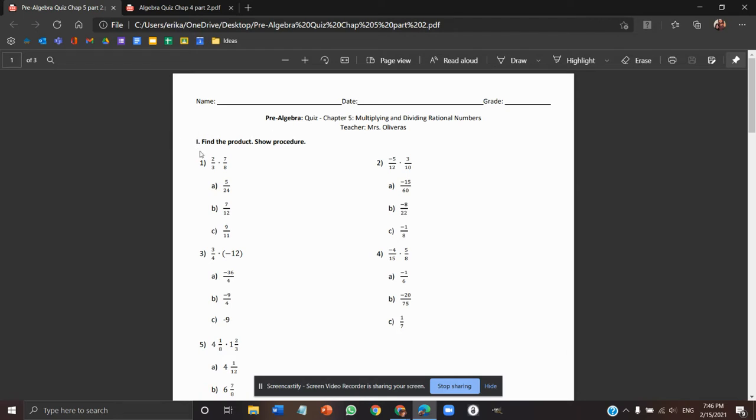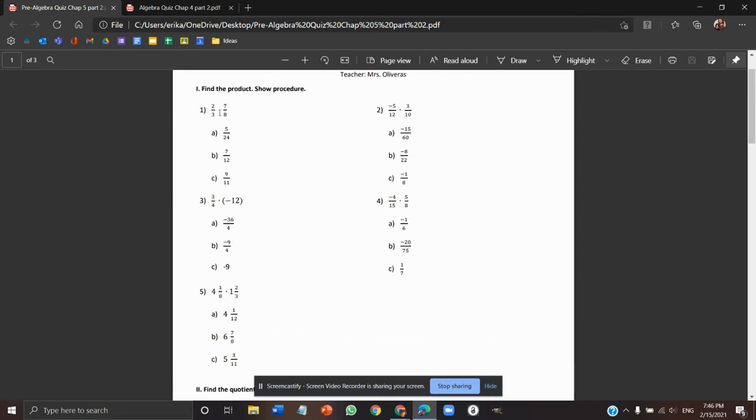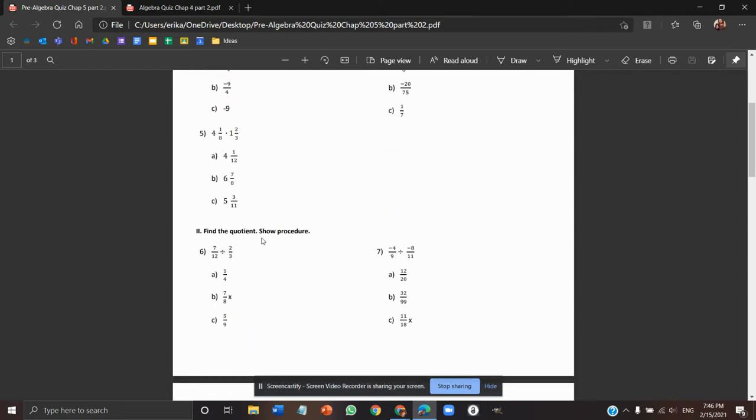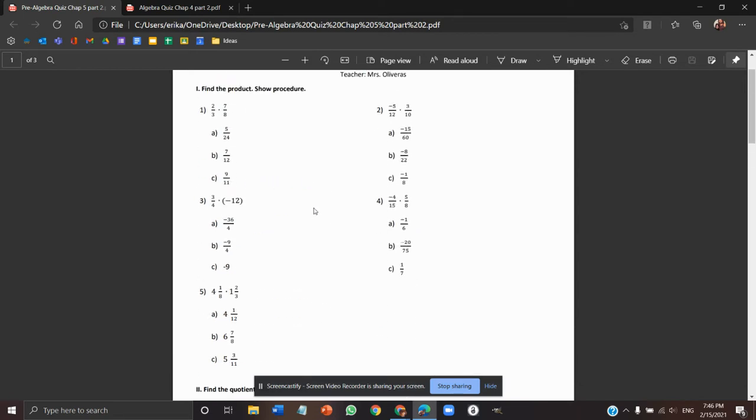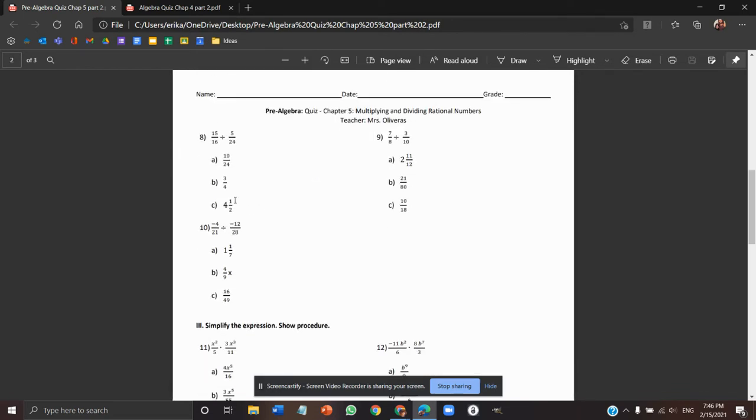The first part says find the product. Remember that it's multiplication. It says show the procedure. It's very important that you show my procedure in every single thing that you do in this test. So you're just gonna multiply some fractions there. You're gonna choose the best answer. And the next one says find the quotient. Quotient, sorry. And then again, that is just the division between two fractions. You're just gonna look for the best answer for that one too.